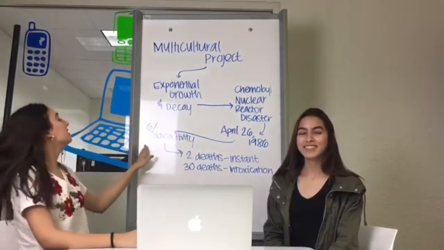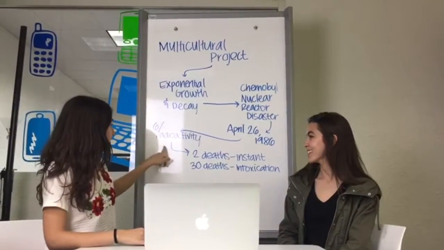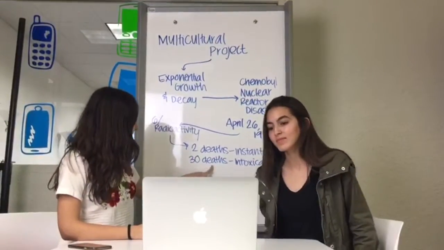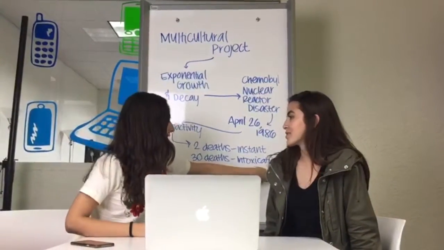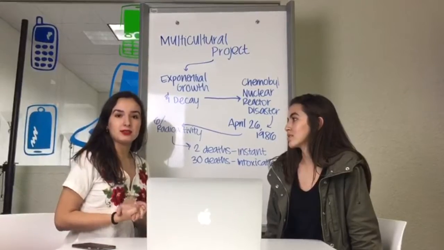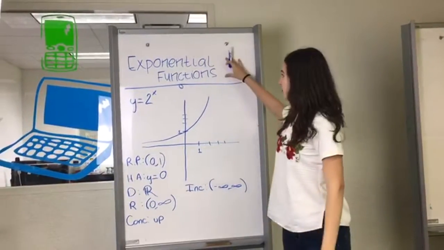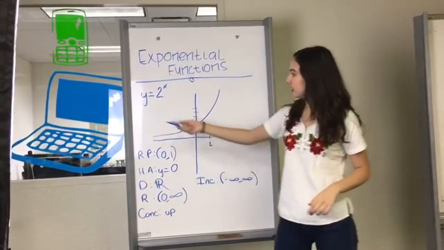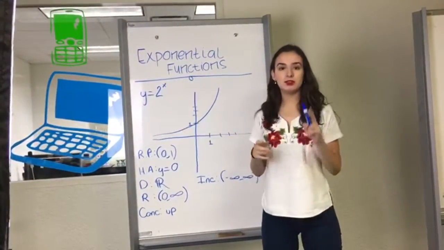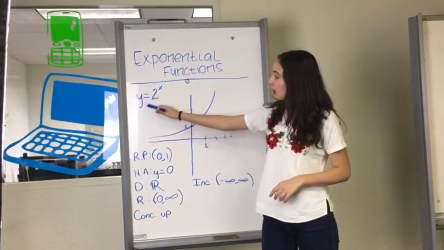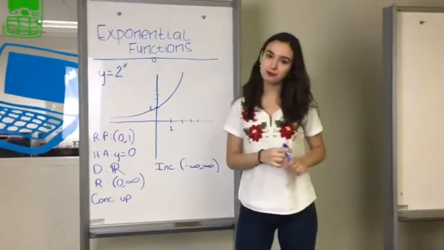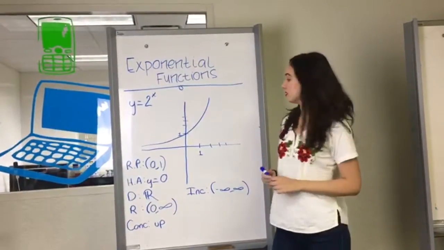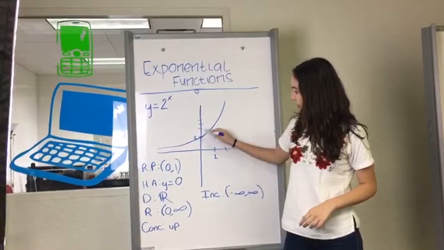1986, and the explosion caused 6% of radioactivity, which caused 2 instant deaths and 30 deaths of intoxication from radioactive wastes. This is the exponential function graphic summary. First, we have the function, which can be expressed in two ways. The first way is y equals 2 to the x power. The characteristic point, the reference point in this case, is (0, 1).